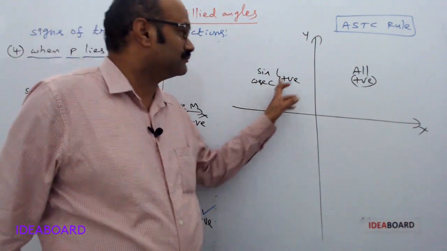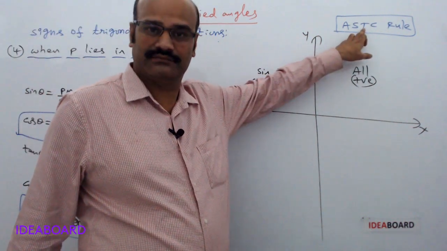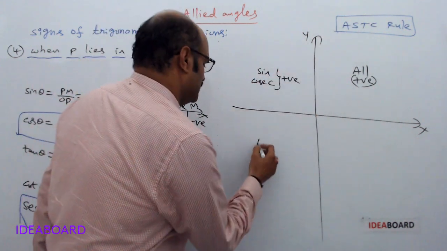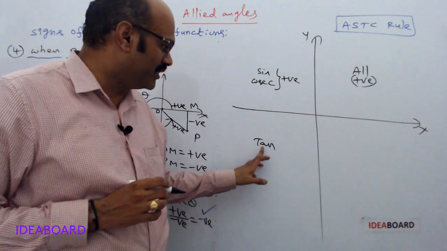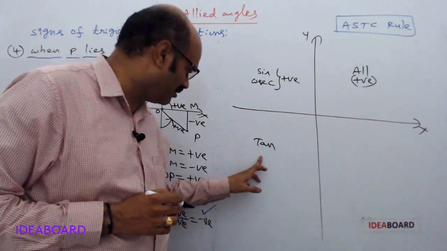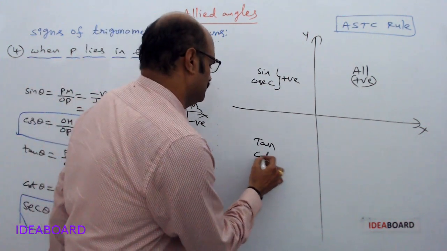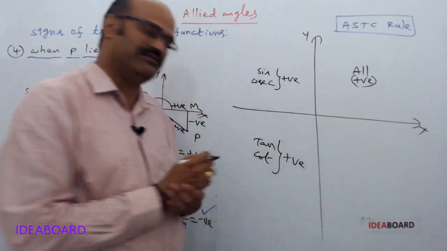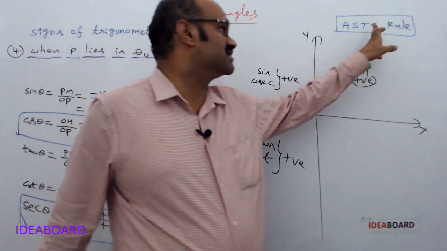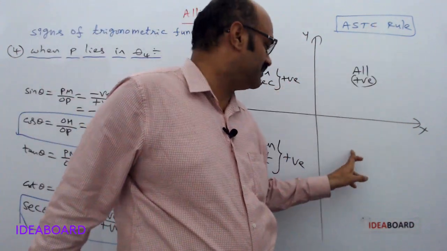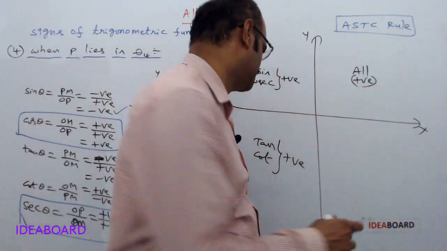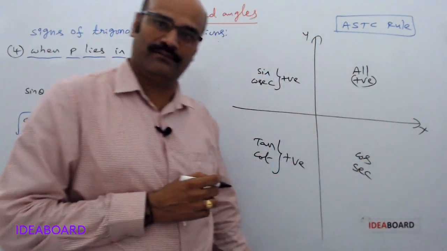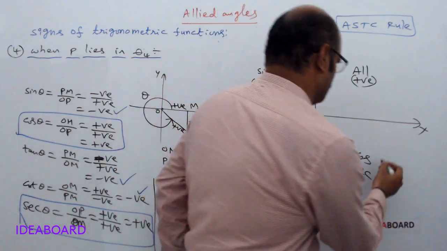Next we have T. T means tan, and what is the reciprocal of tan? Cot. So both are positive. Tan theta and cot theta are positive here. Now the last one we have is C. C means we take cos, and the reciprocal of cos is secant. Both cos and secant are positive.